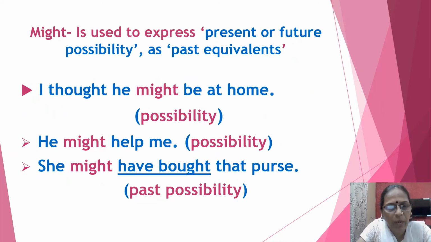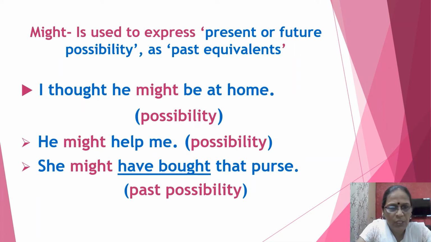Now might is used to express present or future possibility or as past equivalence. Let's learn through examples. I thought he might be at home. In this example, might modal auxiliary is used to show possibility. I thought he might be at home means we are not sure, but it is possible that he is at home. So might modal auxiliary is used.